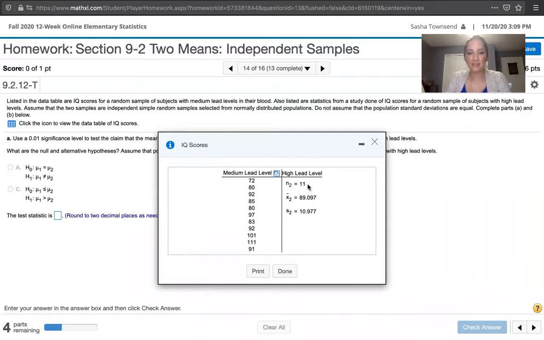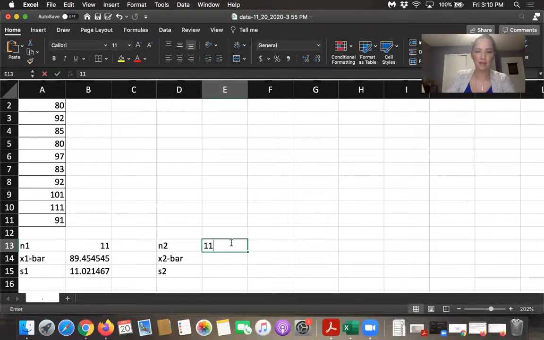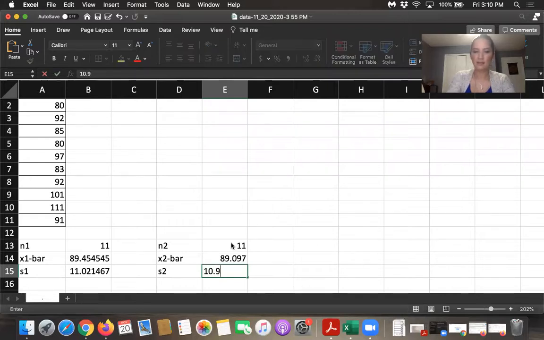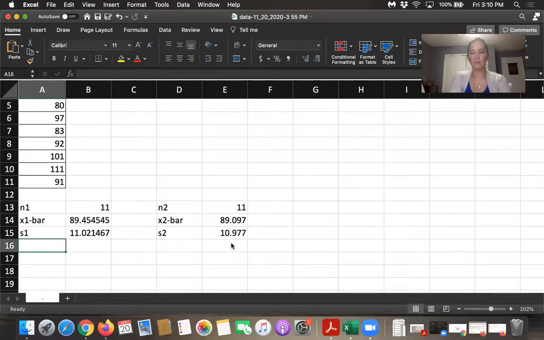So it looks like we had 11 IQ scores. The mean IQ score for that high lead level group, the mean of those 11 scores, was 89.097. It's below average. And the standard deviation for that high lead level group was 10.977. So we're going to type all of this into our Excel spreadsheet so that we can use it to do our calculations. So I'm just typing now. I've got 11, 89.097, and S2 equals 10.977. I just had that written on my scratch paper over there.